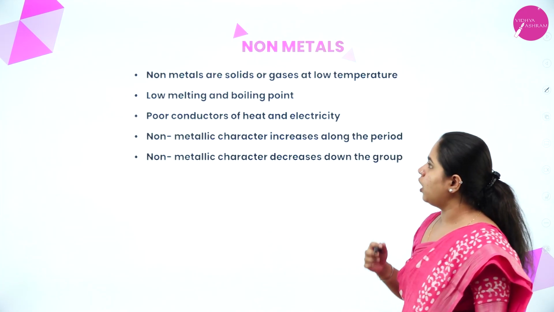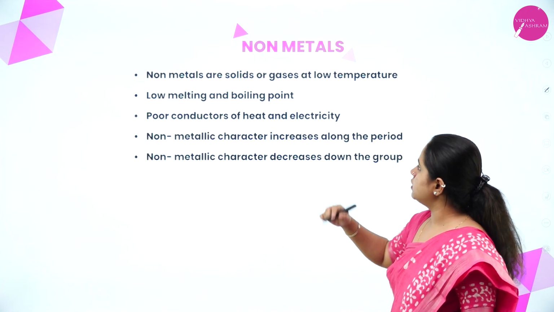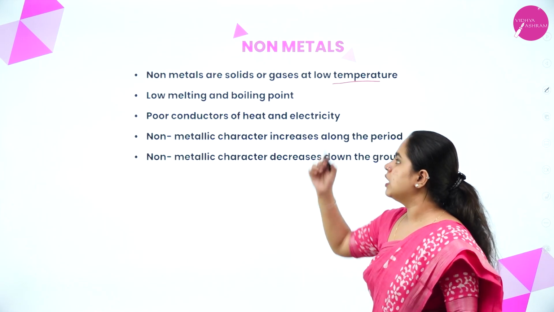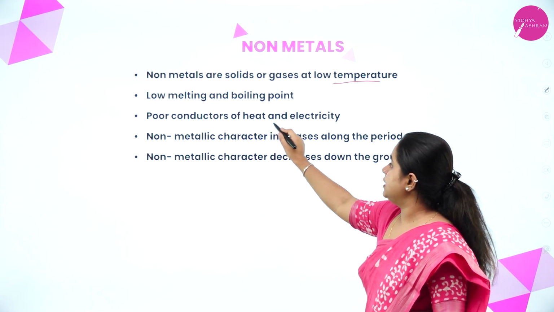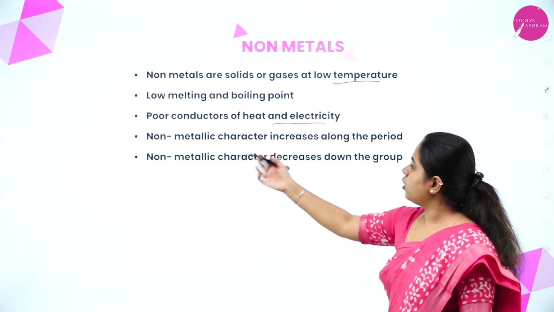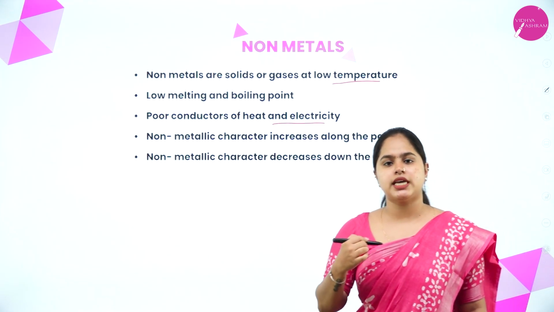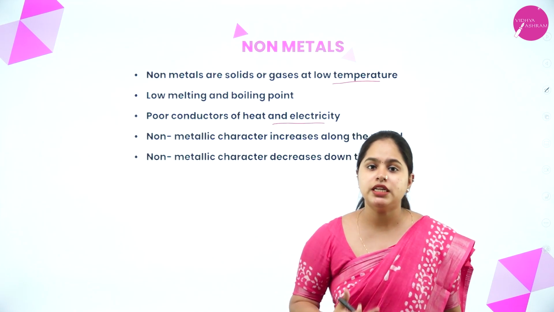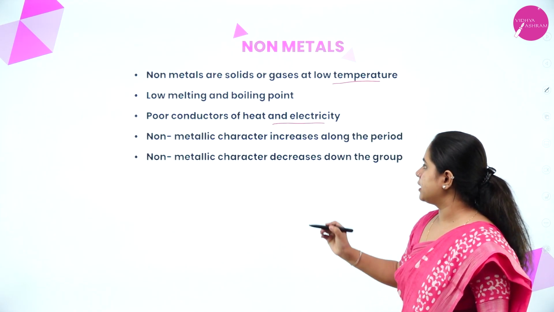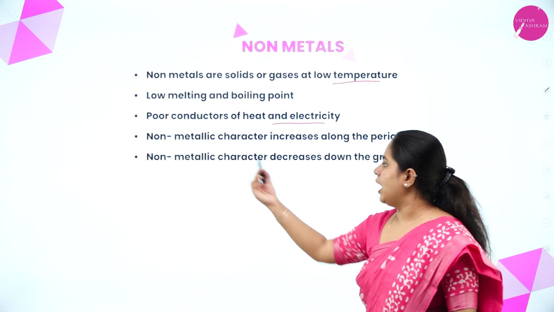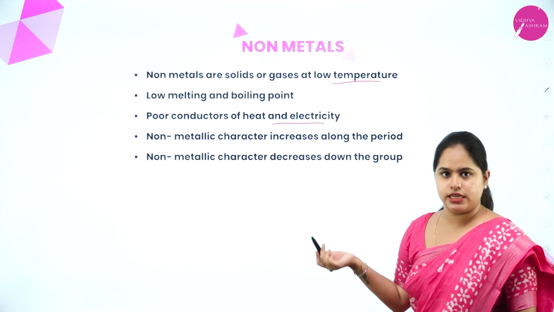Now moving on to non-metals. So non-metals are solids or gases at low temperature. They have low melting and boiling points, and they are poor conductors of heat and electricity. Right. Now what about non-metallic character? Non-metallic character means the ability to accept one electron, right? So non-metallic character increases along the period and non-metallic character decreases down the group.